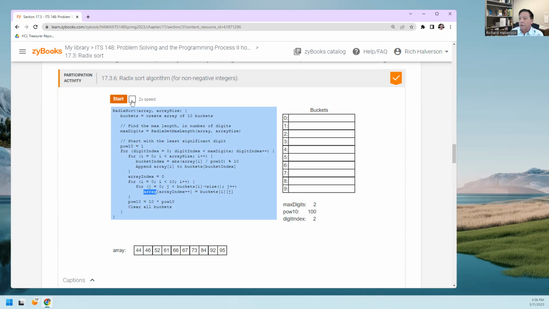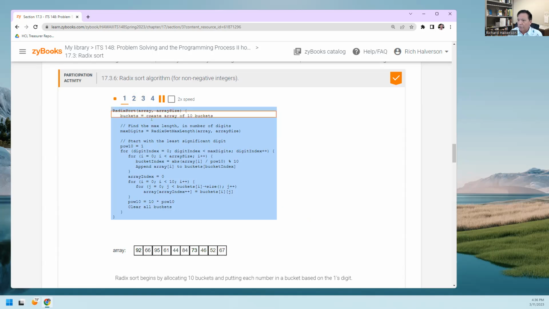And so you can see this work. Let's start with this array here. The first thing it's going to do is take the lowest order digit and fill the buckets. Then it's going to fill the array back with those integers, but in a different order, because it's going to pull them out of the buckets, and then it's going to do the tens place. Let's watch this.